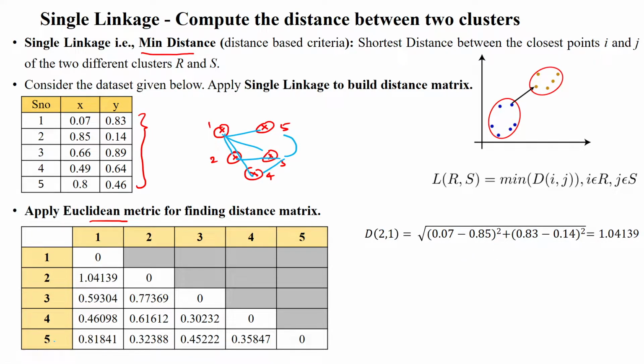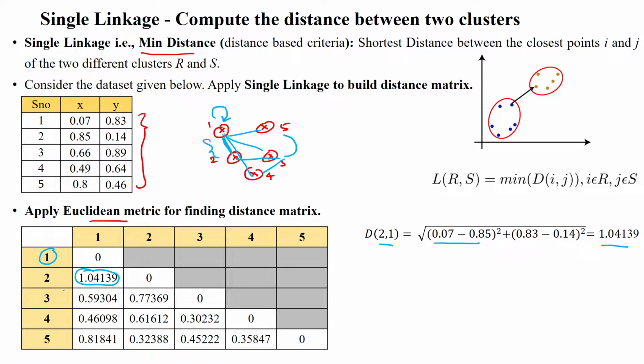From 1 to 1 there is no distance, so it is 0. Then from 2 to 1, we apply the Euclidean distance: square root of (x1 minus x2) whole square plus (y2 minus y1) whole square. We get 1.04139, which is the distance given here.